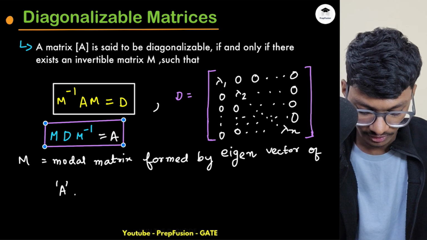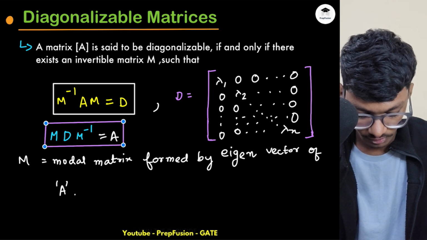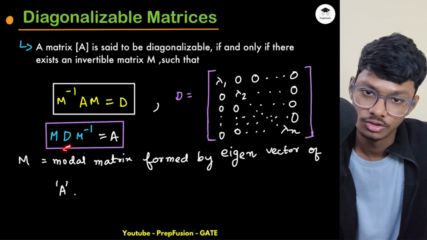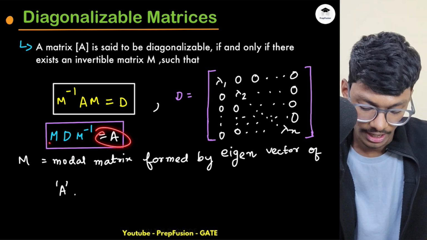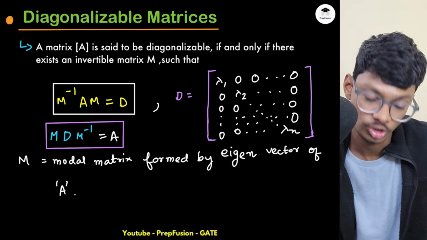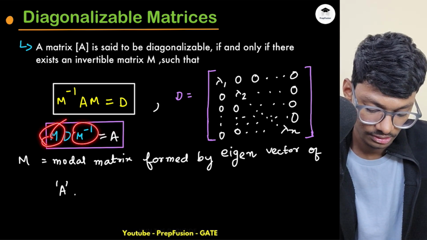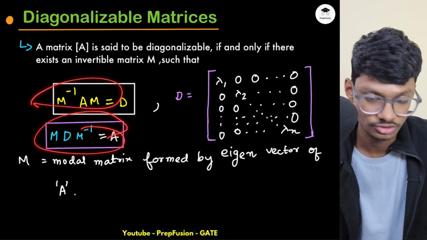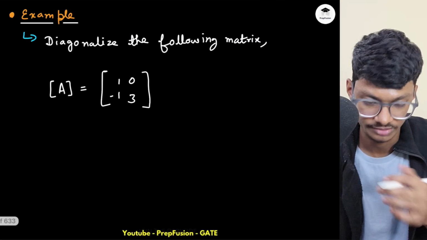Basically, if I know the eigenvalues of A, and I know the eigenvectors corresponding to those eigenvalues, then I can simply get back my original matrix. So this is also another formula. This we can also do. Either way the question may come.